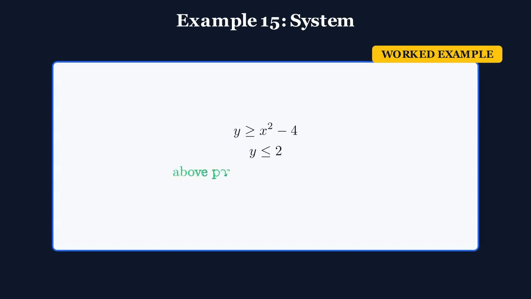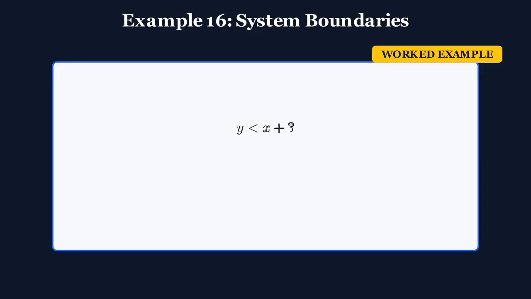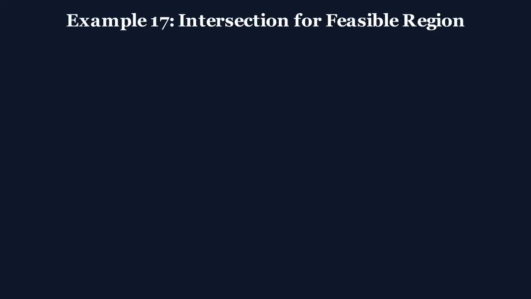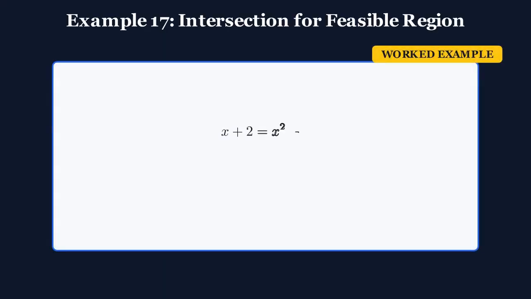For y less than x plus 3 and y greater than x squared minus 1, the line is dashed and the parabola is solid. The feasible region is below the line and above the parabola. Find the intersection points of y equals x plus 2 and y equals x squared minus 4. Set them equal and solve x squared minus x minus 6 equals 0. The x values are 3 and negative 2.